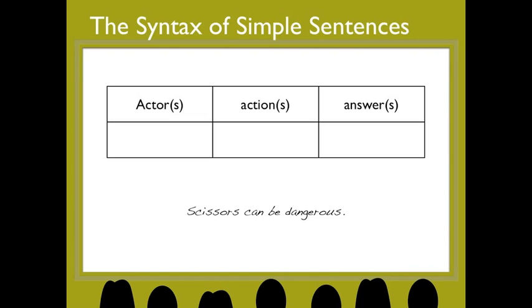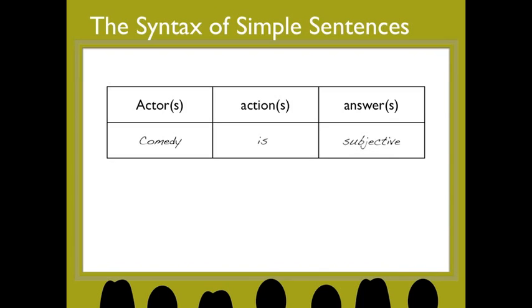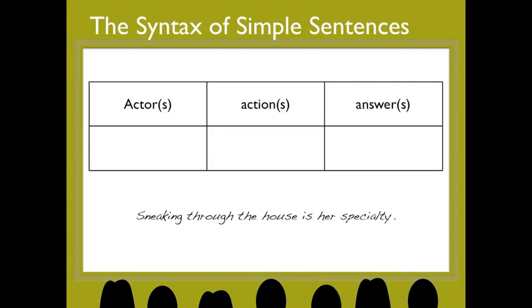This one might be a little bit tricky. Our actor is a thing actor, and that actor is scissors. The action, be careful, is not just can, it's can be. It's an action phrase, and remember, this will happen sometimes. And finally, the answer is dangerous. In this one, we are dealing with an idea function as the actor, and that idea is comedy. What is the action? It is a to be verb, is, and it is what? Subjective.